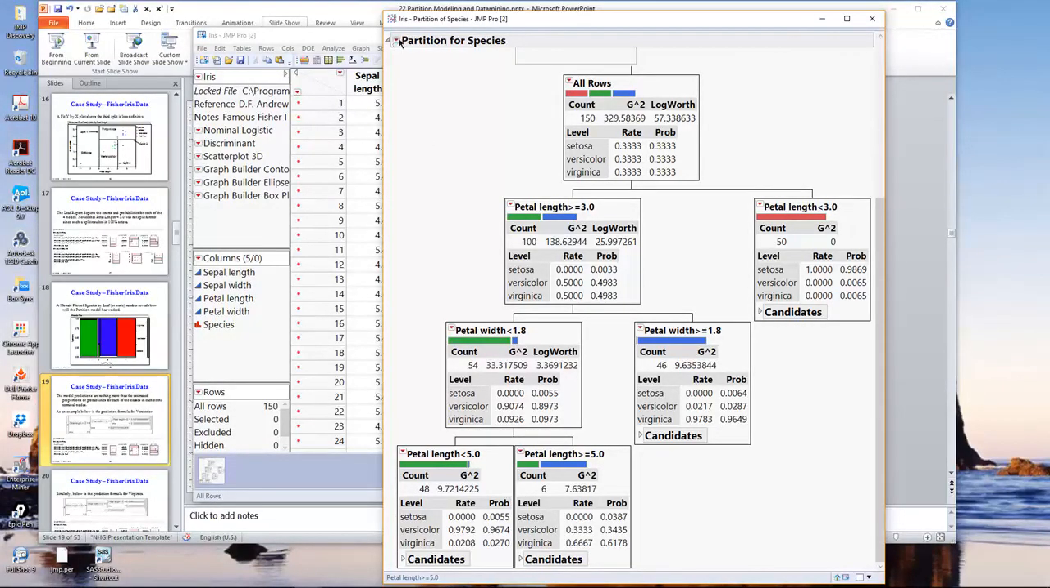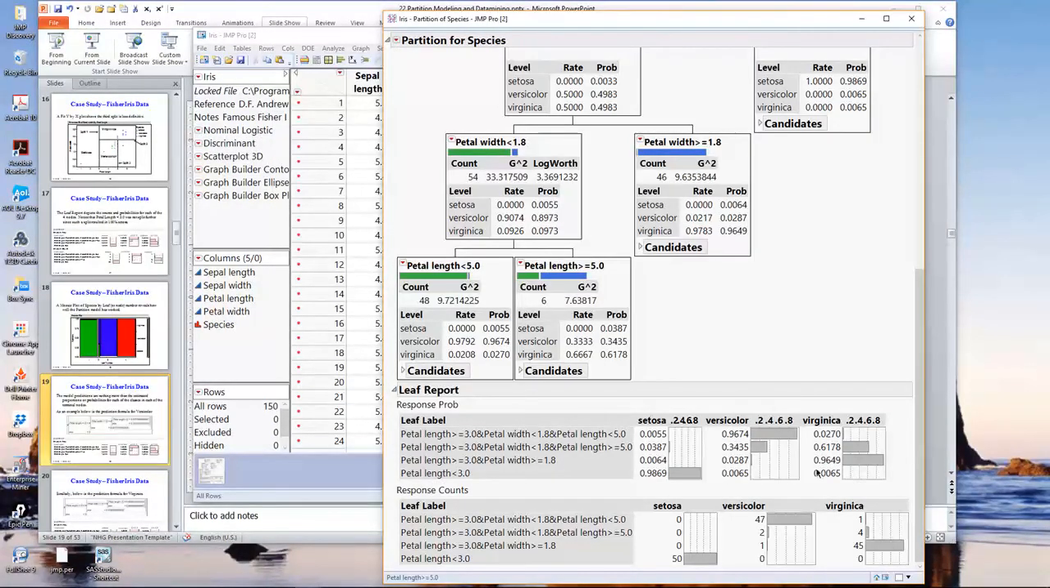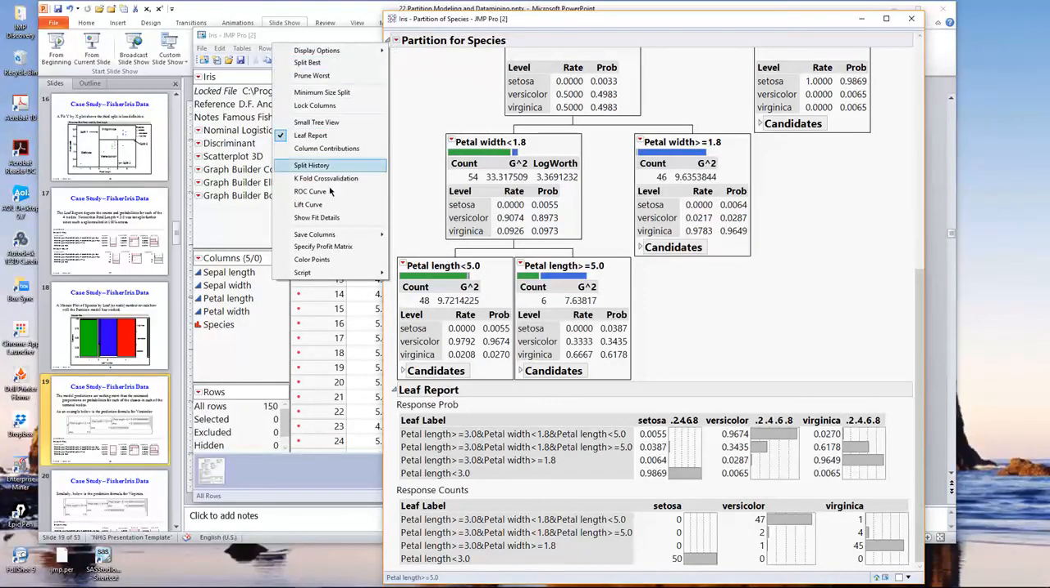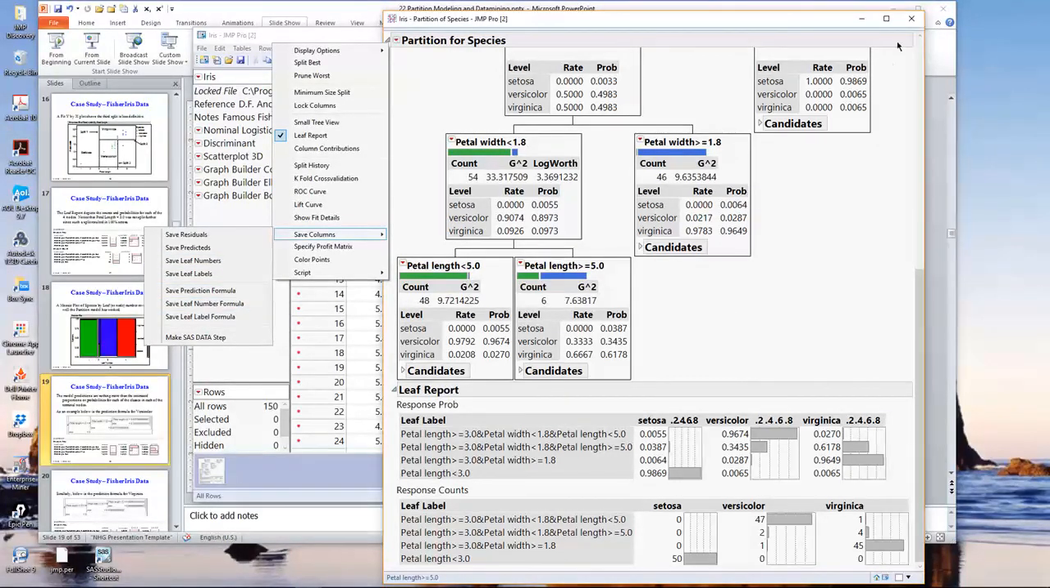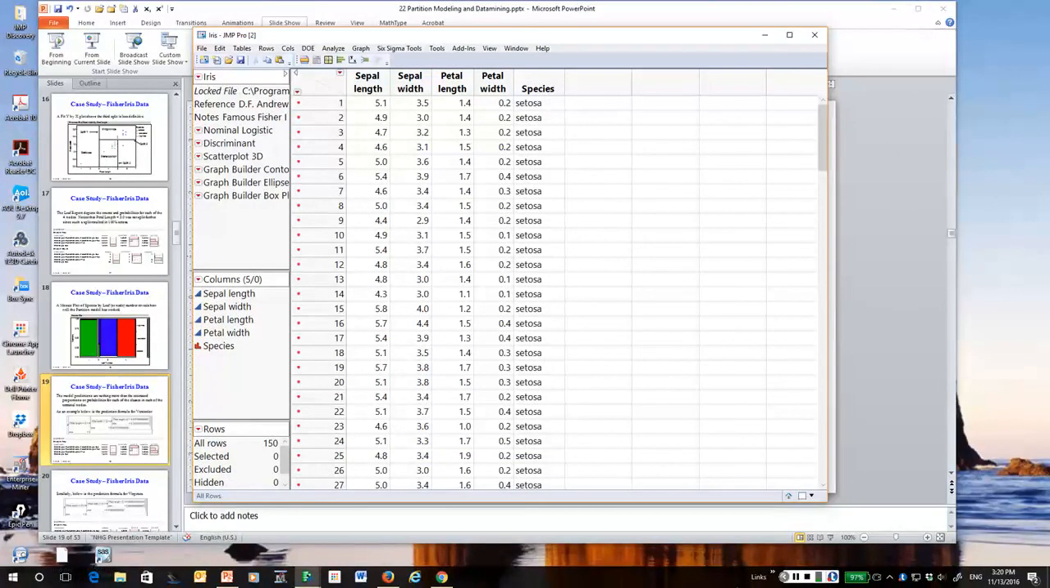And then at this point, there's some things you can show. A leaf report is a compact way to show you all of the pathways to get to each of the terminal nodes in the tree. And there are 1, 2, 3, 4 terminal nodes. Okay. And if you want to, you can actually save the prediction formula, which I will not do. You can actually see it in the notes. So that gives you the basic idea of what's called partition analysis and how it works.